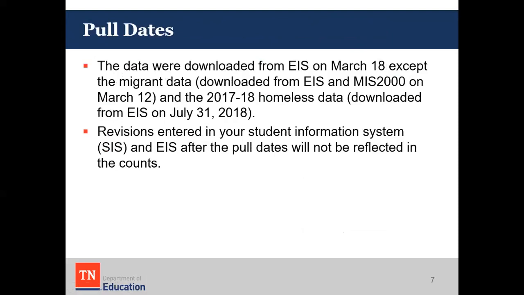Pull dates. The data were downloaded from EIS on March 18th, except the migrant data, which were downloaded from EIS and MIS 2000 on March 12th, and the 2017-18 homeless data, which were downloaded from EIS on July 31st, 2018. Revisions entered in your Student Information System, SIS, and EIS after the pull dates will not be reflected in the counts.